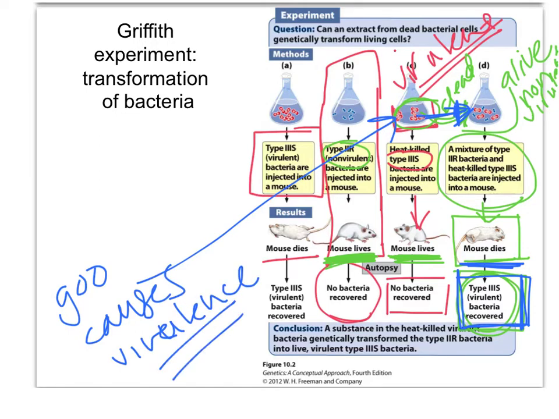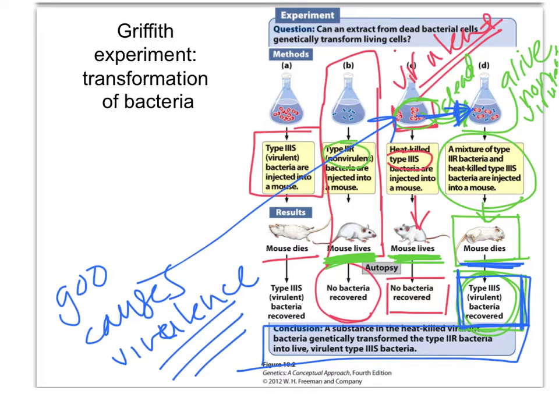So something in the goo from the bad bacteria, the virulent one, got into the non-virulent and caused it to become just like it. Now we know it's the DNA. The DNA from the bad bacteria got into the good bacteria, the non-virulent one, and changed its phenotype. You add genes to an organism, change the genotype, that changes the phenotype. And so that was the first evidence that we can genetically transform a bacteria from one phenotype to another.